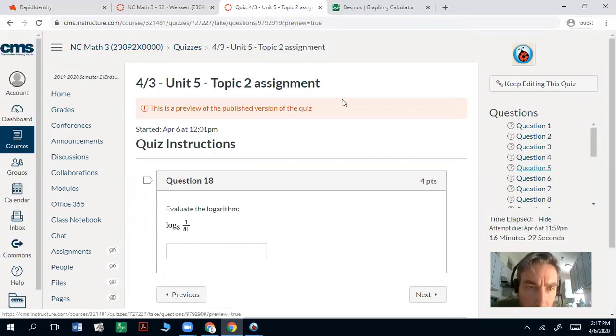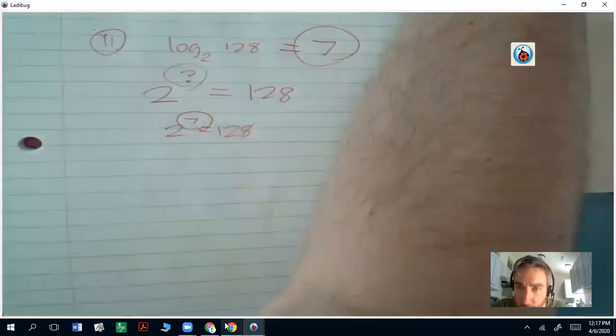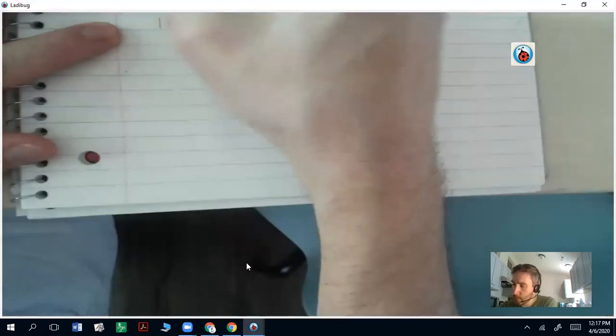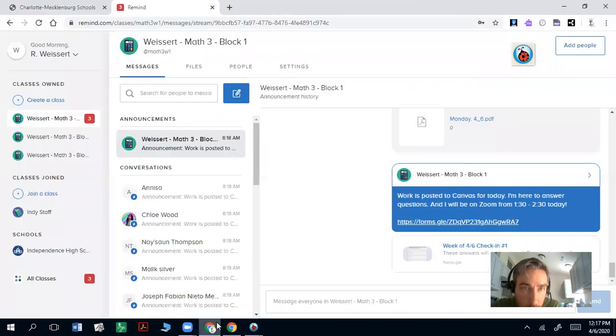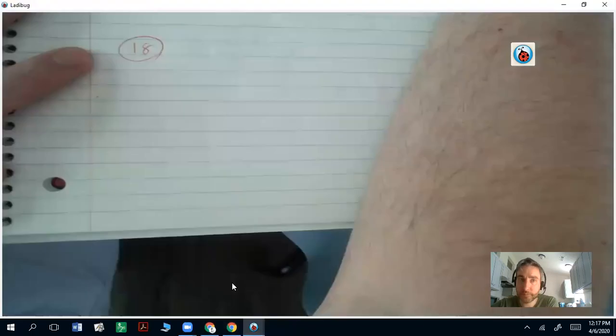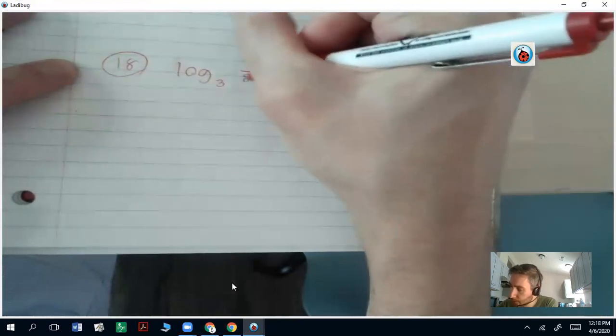Log base 3 of 1 over 81. How the heck do we do that? Well, I'll show you by hand. So first of all, what is that? What is number 18? I already forgot. My brain's fried already. Log base 3 of 1 over 81.